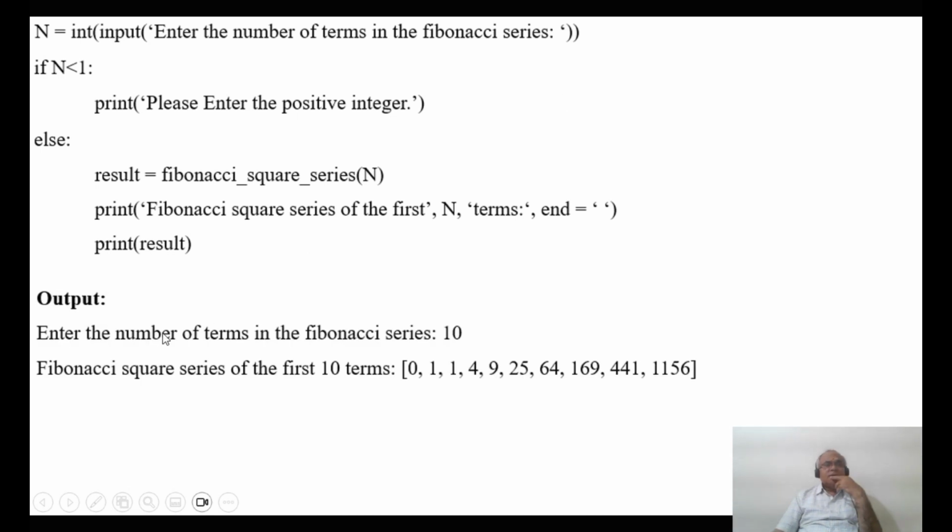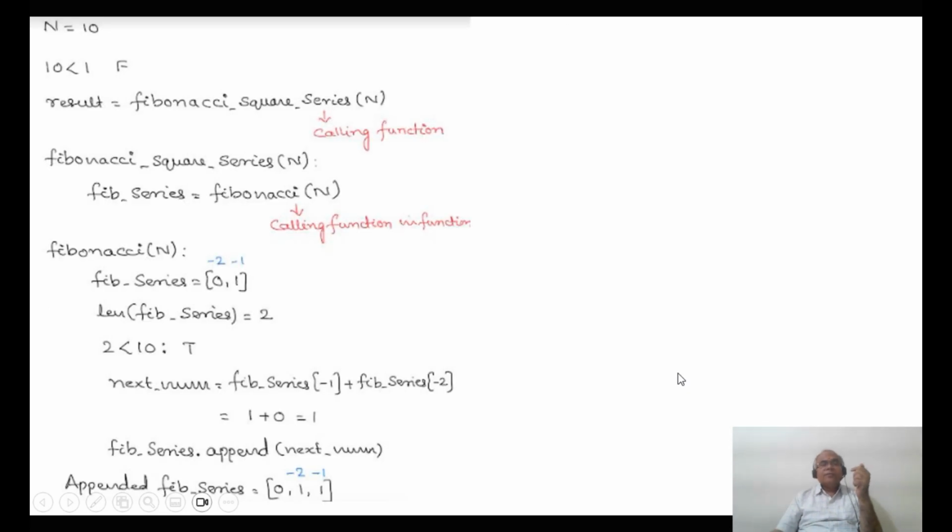So what is the output? Enter the number of terms in the Fibonacci series: 10. The Fibonacci square series of the 10 numbers is 0, 1, 1, 4, 9, 25, 64, 169, 441 and 1156. How exactly this is behaving, we are going to see now.